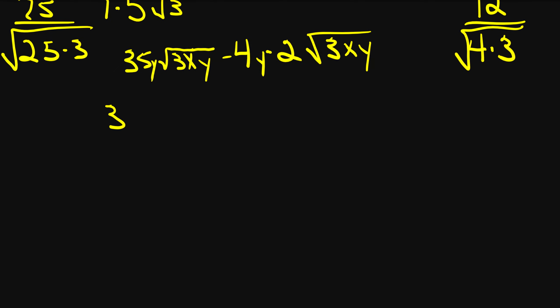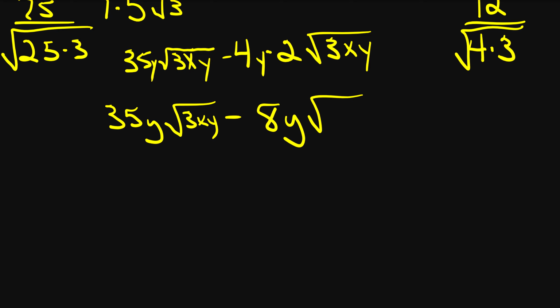So I've got 35y times root 3xy minus, well, 4y times 2 is 8y times what? 3xy.